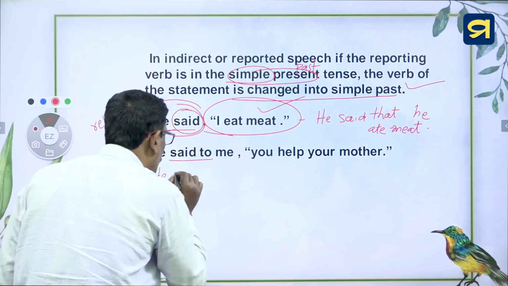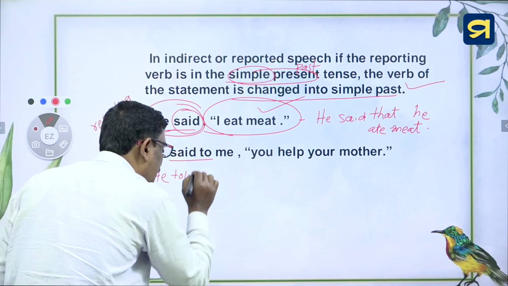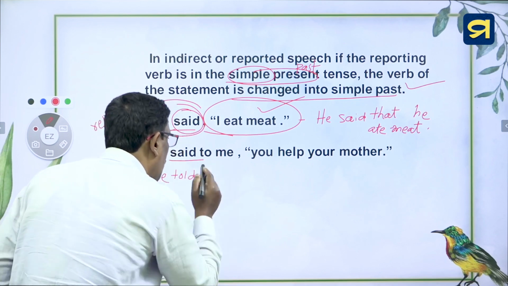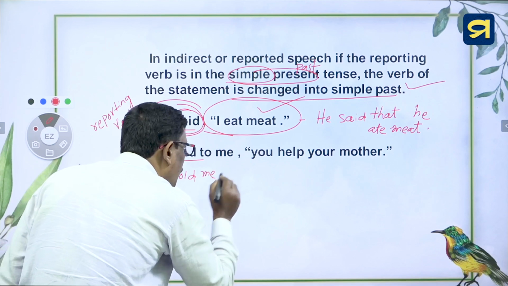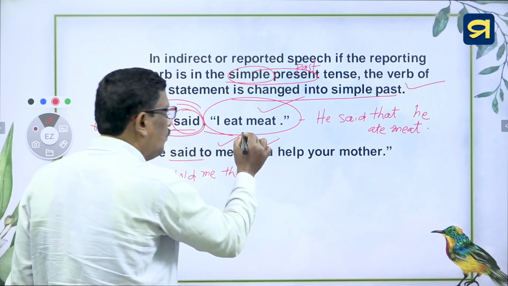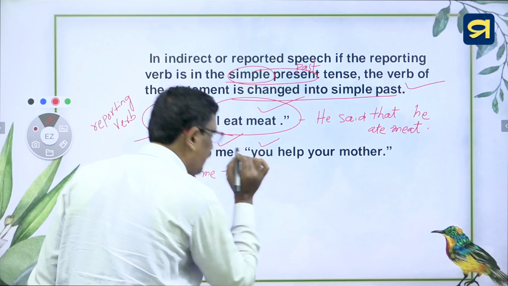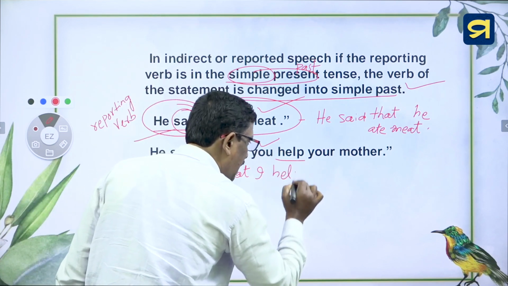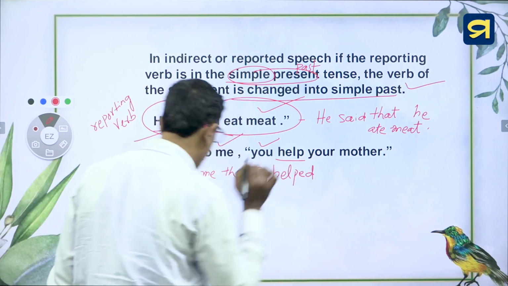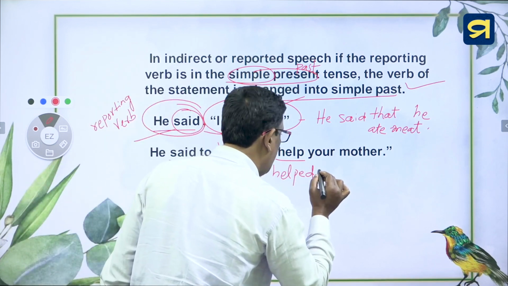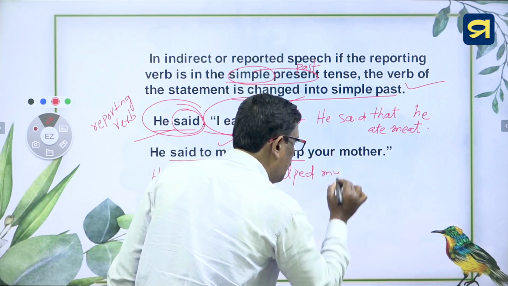Number 2. Similarly, we have to change. Here, he said to me means he told me. Generally, said to will be changed into what? Told. Then, he told me that I helped my mother. Here you means who? Me means here I. Simple present will be changed into simple past. Help will be changed into helped.